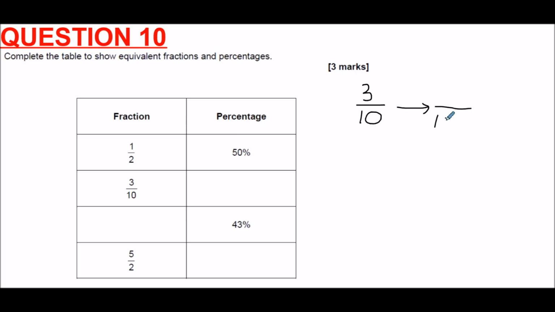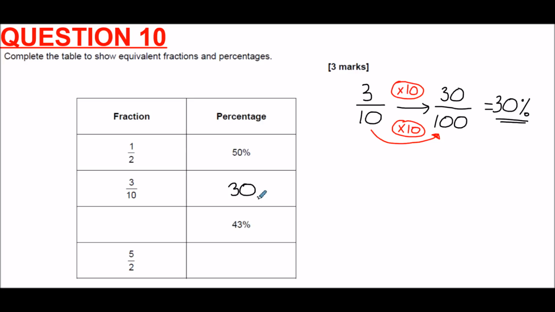So how can we go up from 10 to 100? What could we multiply 10 by to get to 100? The answer is we could multiply by 10. But if we do something to the bottom number, we need to do exactly the same to the top. And so we'd need to do 3 times 10. So an equivalent fraction to 3/10 is 30 over 100, which by definition, because this is a fraction out of 100, means 30%. So 3/10 we can say is 30%.